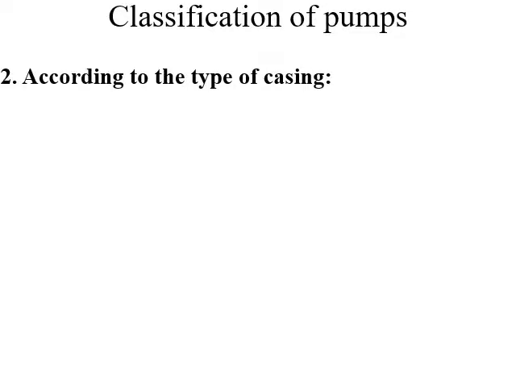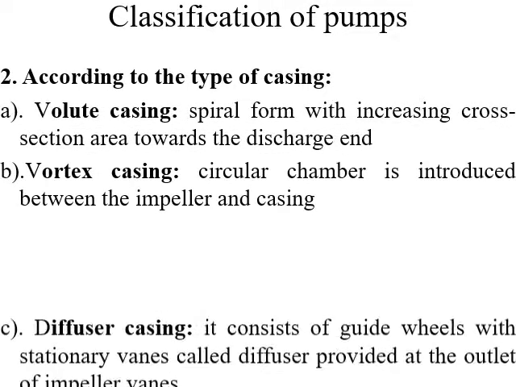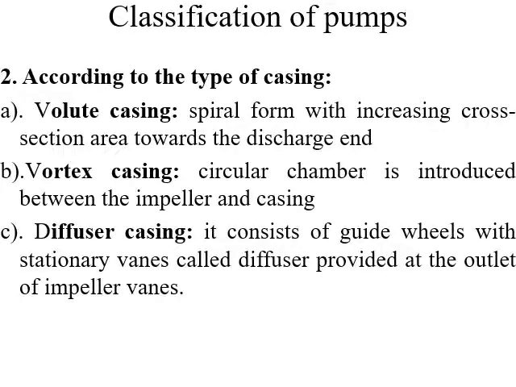According to the type of casing, it may be volute casing, vortex casing, or diffuser casing. The volute casing means the spiral form with increasing cross-sectional area towards the discharge end. In vortex casing, a circular chamber is introduced between the impeller and casing. Diffuser casing consists of guide wheels with stationary vanes called diffusers provided at the outlet of the impeller vanes.